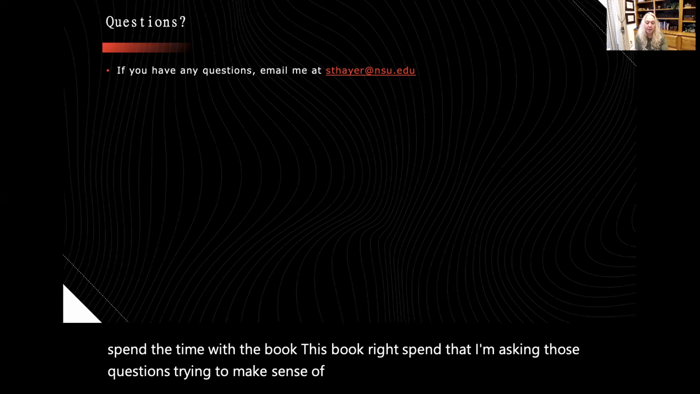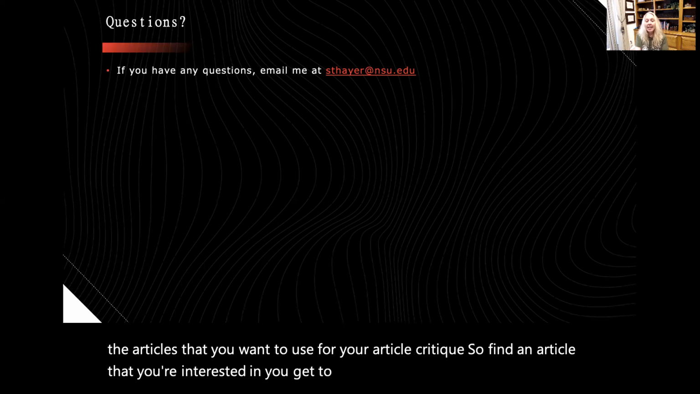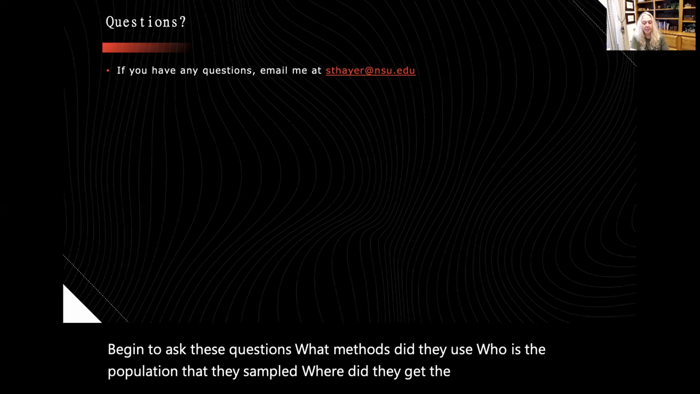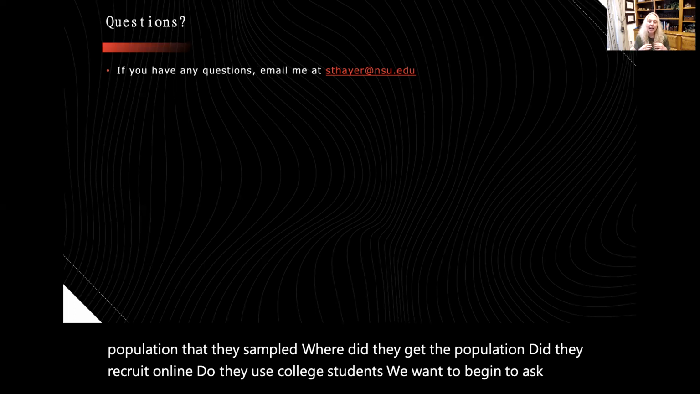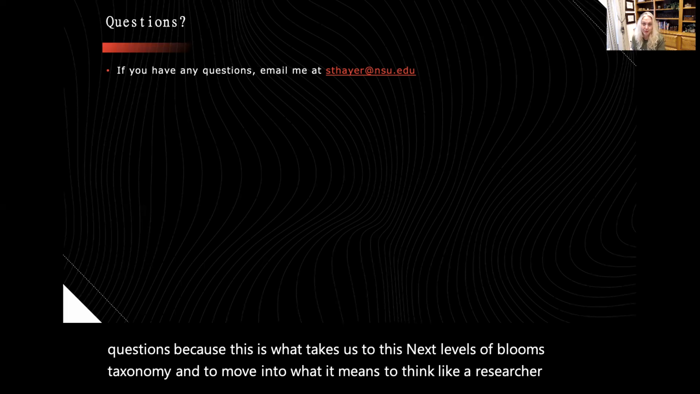And you can start thinking about the articles that you want to use for your article critique. So find an article that you're interested in, you get to make the choice, and you can begin to ask these questions. What methods did they use? Who was the population that they sampled? Where did they get the population? Did they recruit online? Did they use college students? We want to begin to ask these questions, because this is what takes us to these next levels of Bloom's taxonomy, and to move into what it means to think like a researcher, to think like a graduate student.